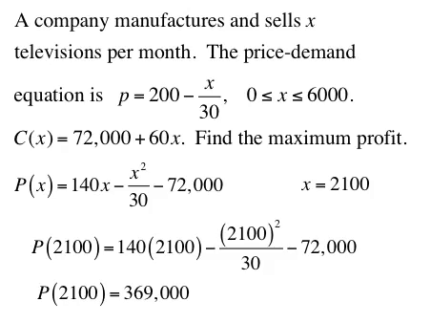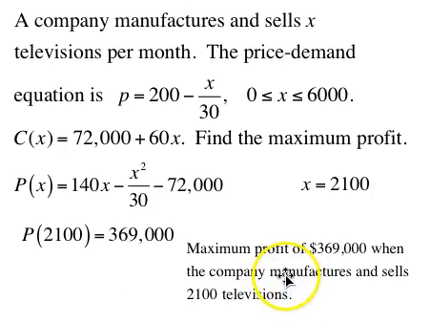Now we know this was a maximum because the second derivative was negative. It was always concave down. So we can conclude that this company maximizes profit when it manufactures and sells a total of 2,100 televisions, and that maximum profit is 369,000. As we see here, maximum profit of 369,000 when the company manufactures and sells 2,100 televisions.